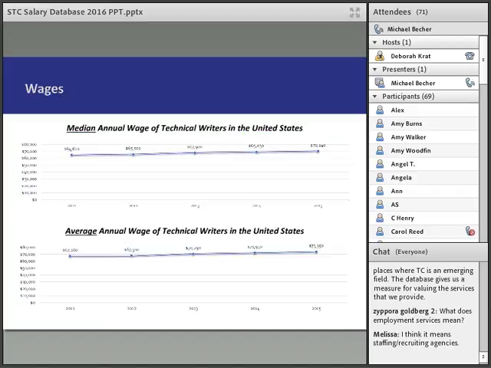So jumping into wages, what we have here is the top one is the median annual wage of technical writers in the U.S., and the bottom graph is the average annual wage. And you can see here what the wages have been over the past 5 years. So the median wage has gone from $64,610 in 2011 to $70,240 in 2015.